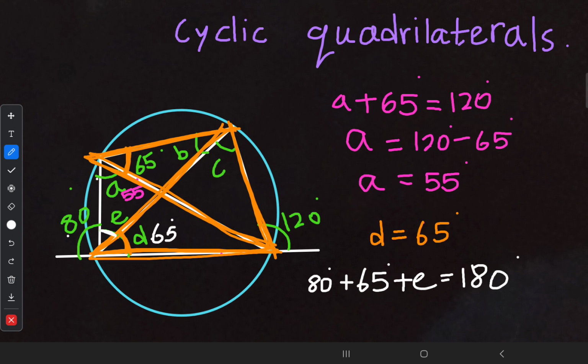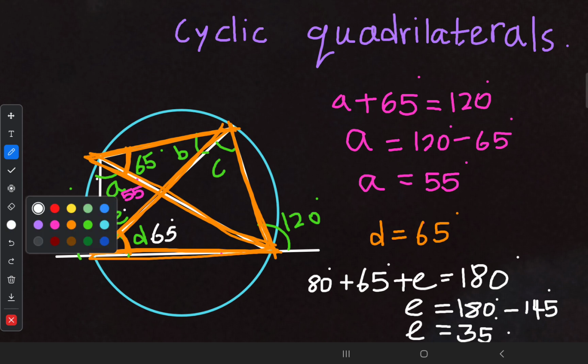So 80 plus 65 is 145. When we subtract 145 from 180, our E should be 35 degrees here. We found our magnitude for E as 35.